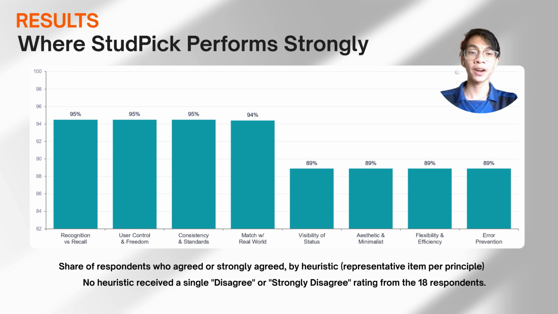We move to the next part, which is results, where we get the survey from the users based on Google Form. So this first graph shows the agree and strongly agree responses for the first 8 principles. Based on this graph, no heuristic received a single disagree or strongly disagree rating from the 18 respondents for the first 8 principles.